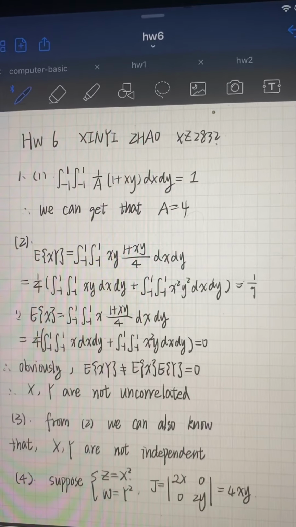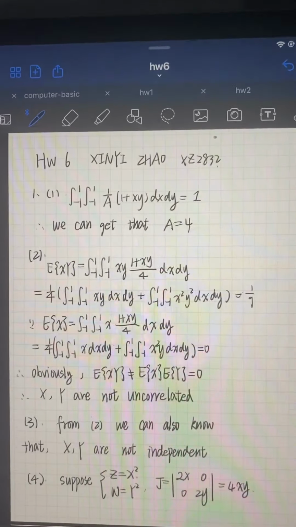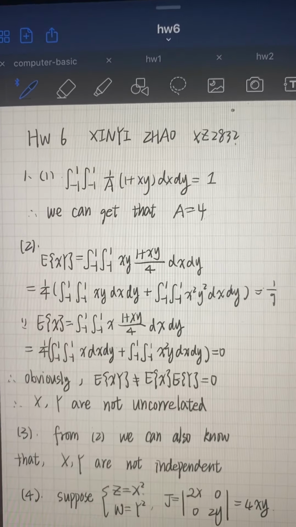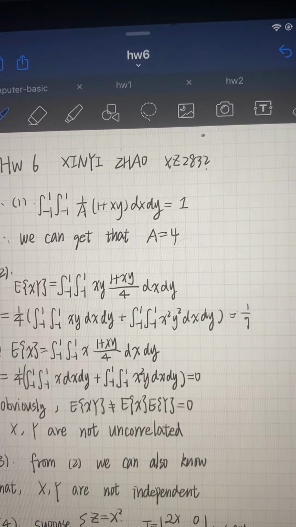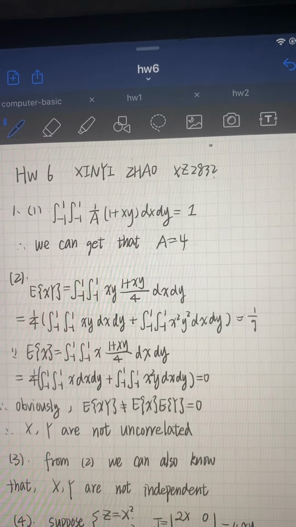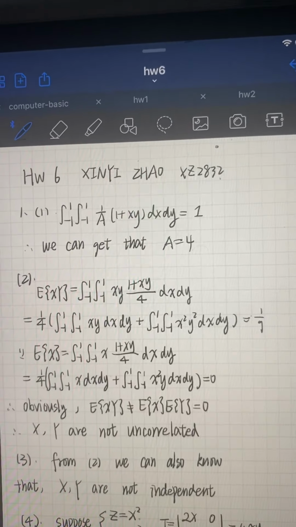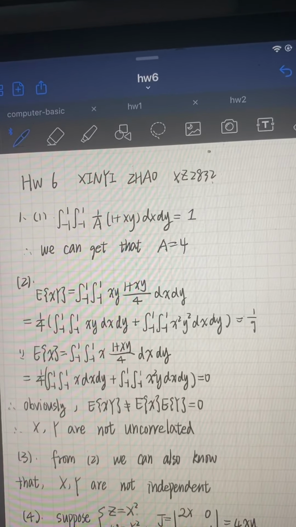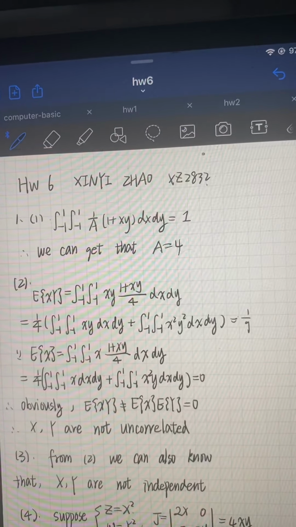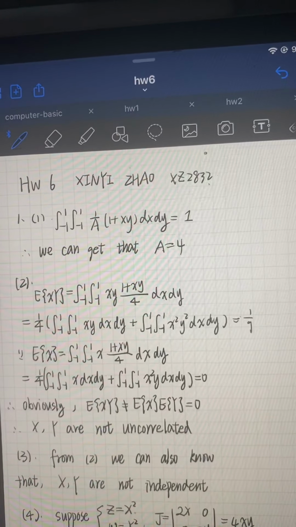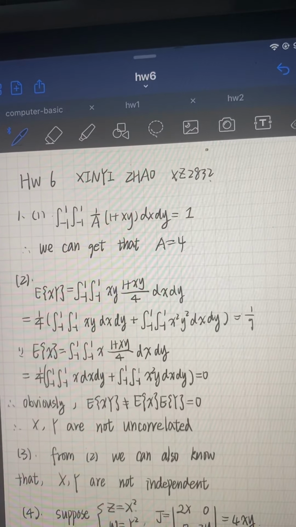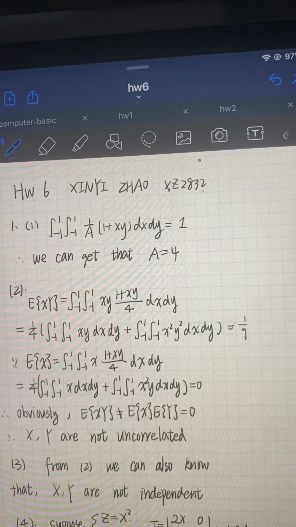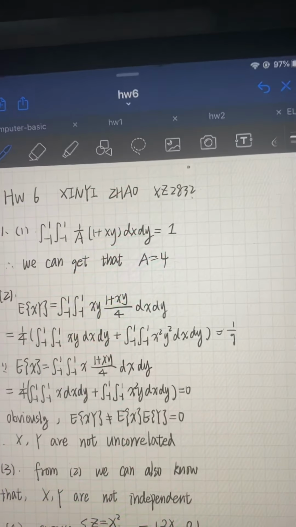And as for E[X], after calculating it, we can get the answer is 0. So obviously we can find that E[XY] does not equal E[X] times E[Y]. So it's obvious that X and Y are not uncorrelated and are not independent.